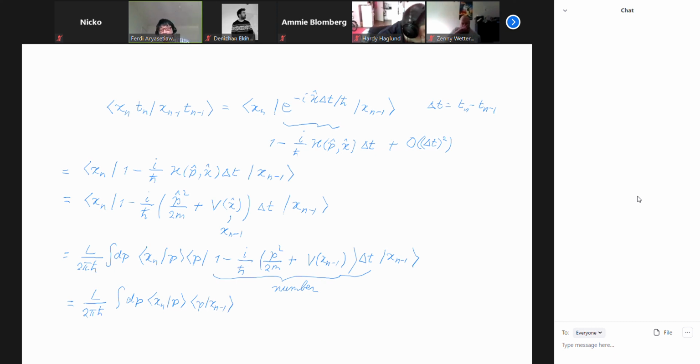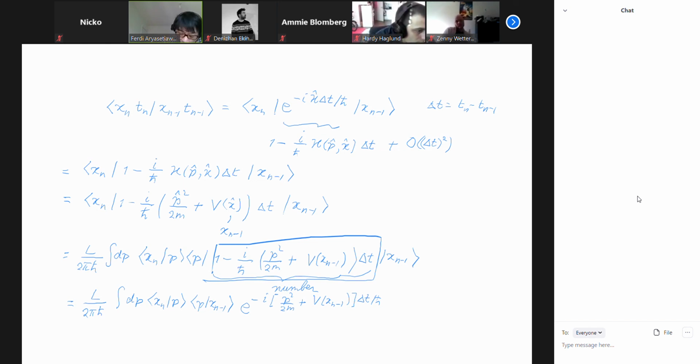So now I can put back this number here as an exponential, so I can write it as p squared over 2m plus the potential, minus 1, delta t divided by h bar. Okay, so this is correct also to first order, because we're only looking at the terms to first order in delta t. So I can write it like that.